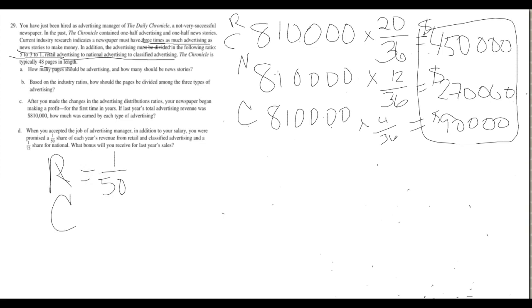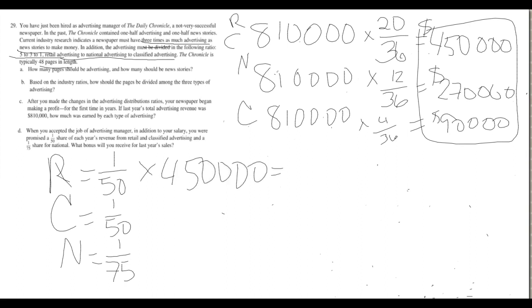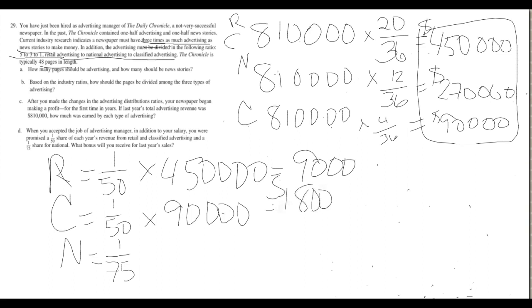1/50th, and then for national, you only get 1/75th. And then you just multiply that. So retail up here was 450,000. Retail, you got a $9,000 bonus. Classified was 90,000. Classified, you got an $1,800 bonus.